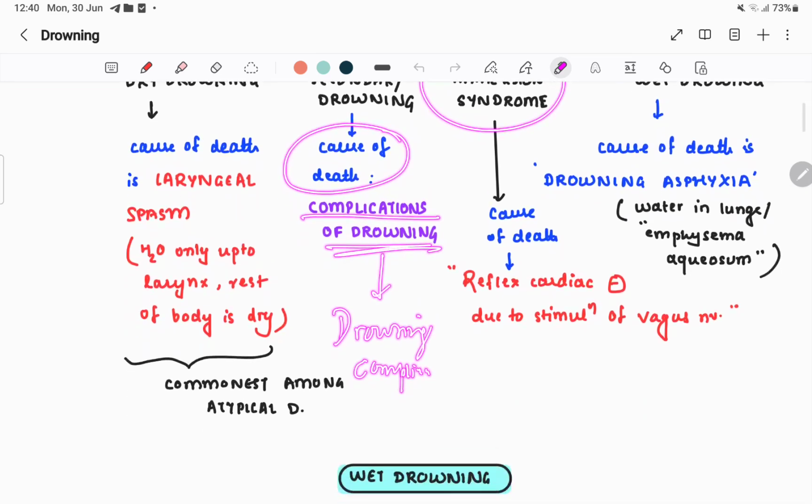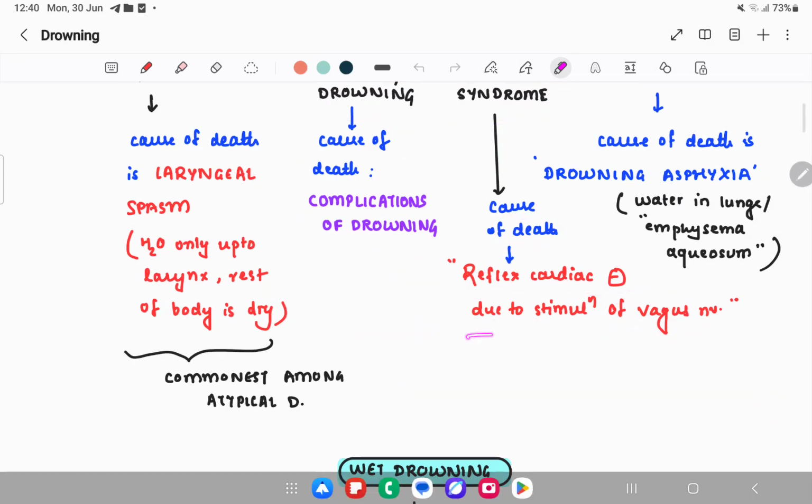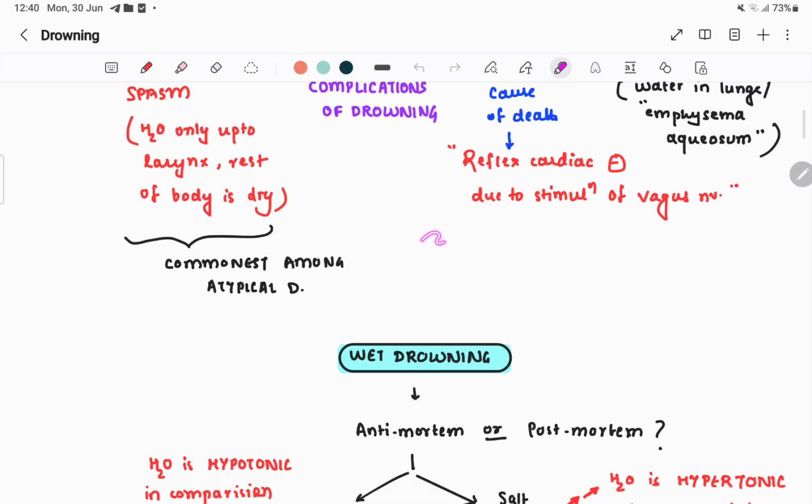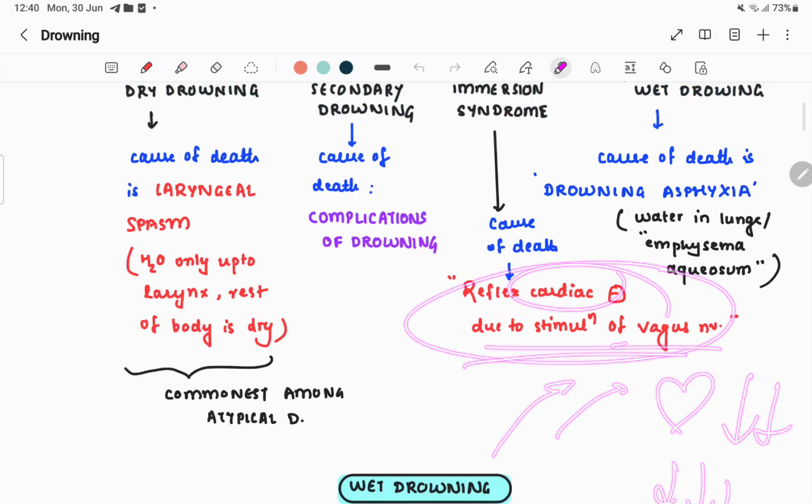Immersion syndrome: the cause of death is reflex cardiac inhibition due to stimulation of the vagus nerve whenever a person falls into cold water. Cold sensations are basically vagomimetic type of sensations. So there is a reflex cardiac inhibition, the vagus nerve is stimulated and the heart is depressed. There is bradycardia, decrease in BP, decrease in heart rate.